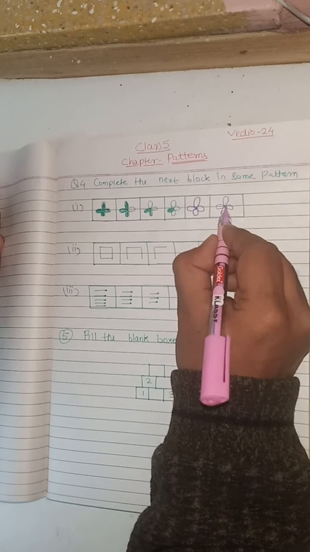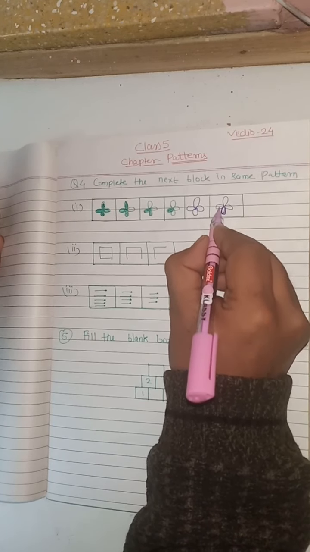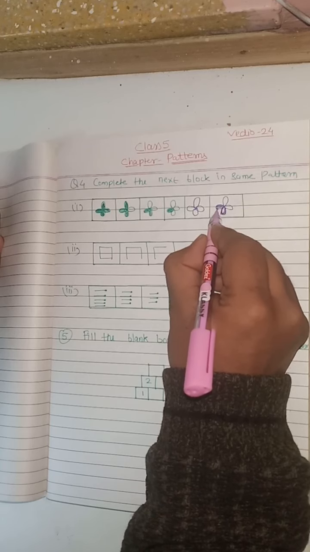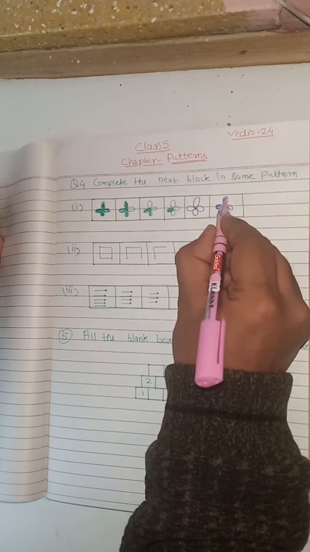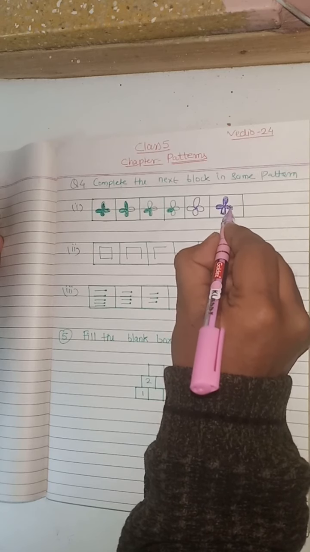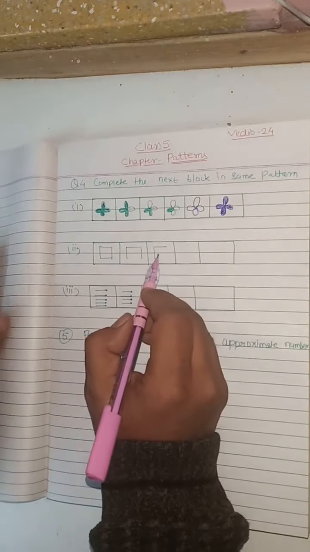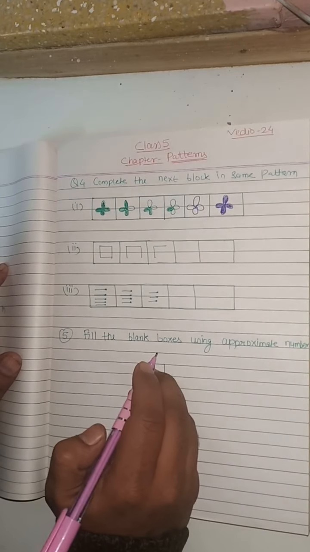And in this we will get all the parts of this figure colored, because from this point it will again start its cycle. So this will be our answer.